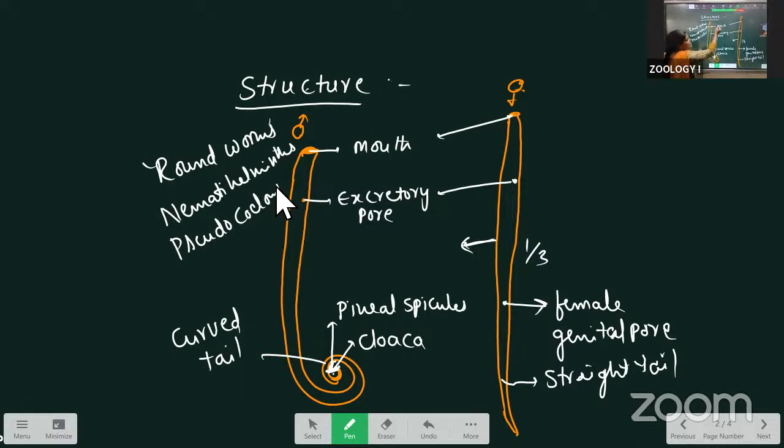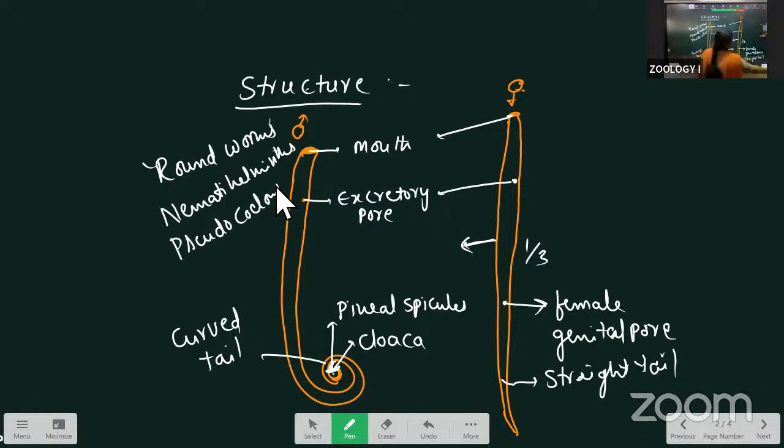What is the difference between male and female? Simply, the male has a curved tail and the female has a straight tail. Above the curved tail of the male the cloaca is present. Above that, hair-like structures are present, called penial spicules. In the female, at one third of the body, the female genital pore is present.